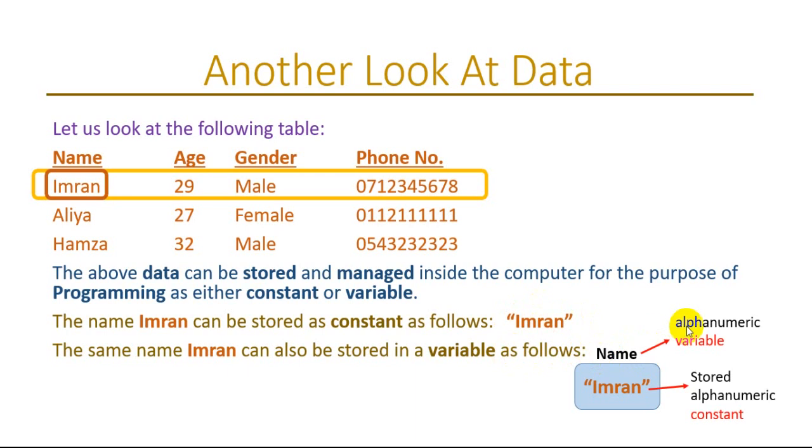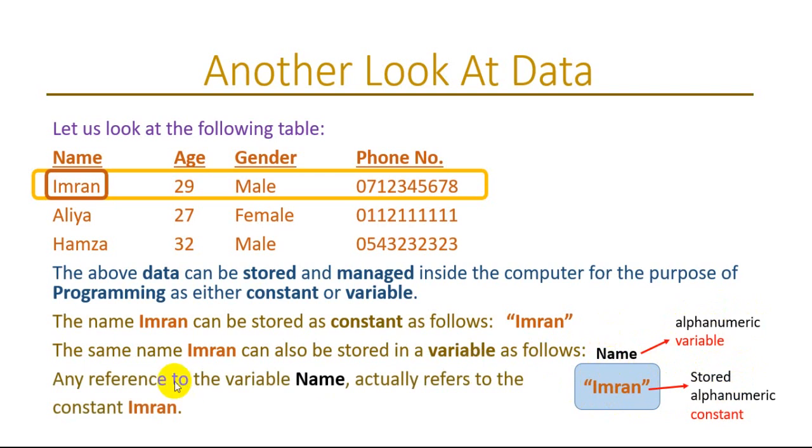So here, as you can see, why is it an alphanumeric variable? Because the content is an alphanumeric constant. So since in the variable we are storing an alphanumeric constant, the variable is an alphanumeric variable. It's an alphanumeric data type. Okay, and what is stored inside the variable is the alphanumeric constant, that is Imran in this case.